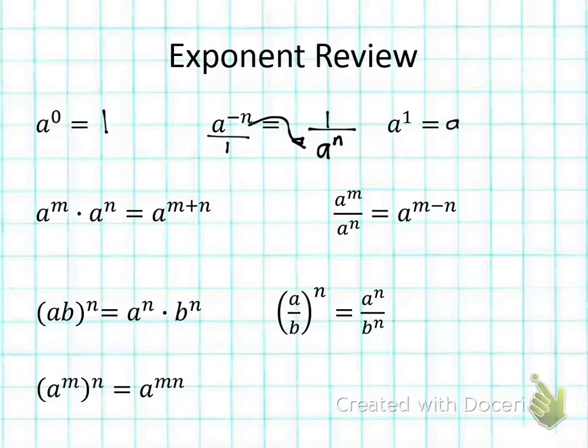Okay, this is the quotient property of powers. Same thing, except instead of a multiply sign in the middle, this fraction bar, what does the fraction bar represent? What operation? Division. A to the m divided by A to the n is equal to A to the m minus n. So you subtract.